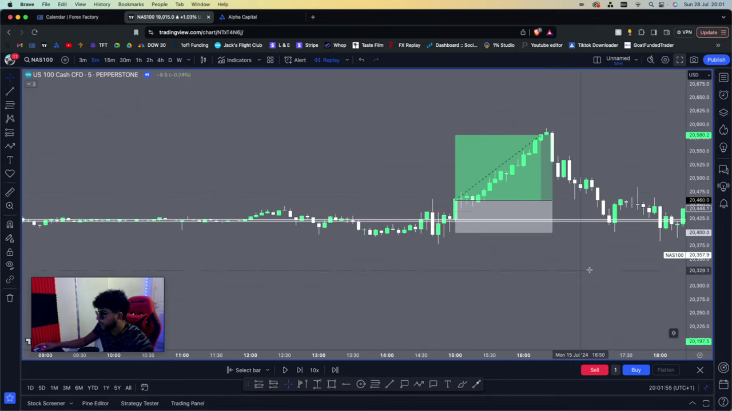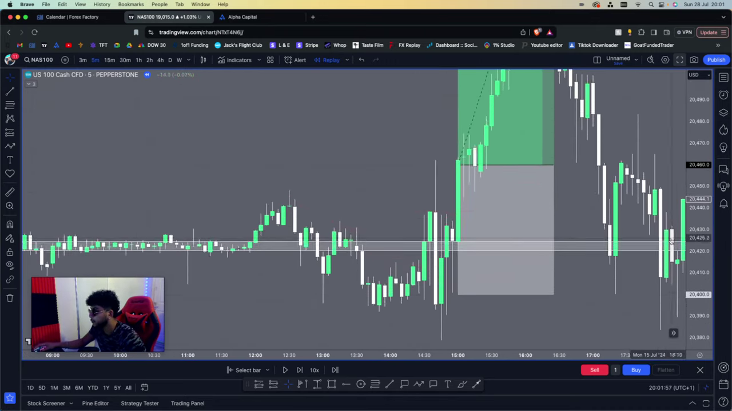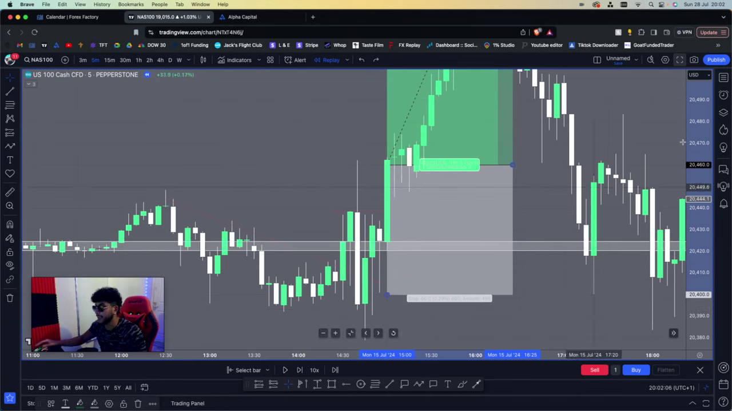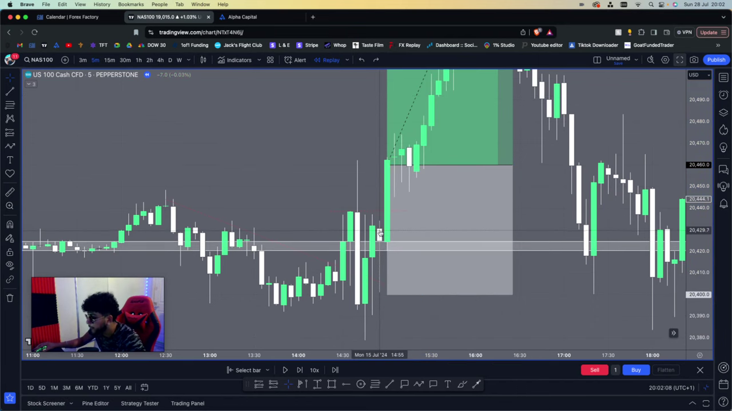Now granted, because the candle was such high volume, I was forced to place my stop loss down here, which is a pretty wide stop loss. Ideally, I would have had it a little bit tighter, but I can't just tighten my stop loss for the sake of it. I had to put it below the previous structural low, which was technically this candle right here. So I put it just below the wick.